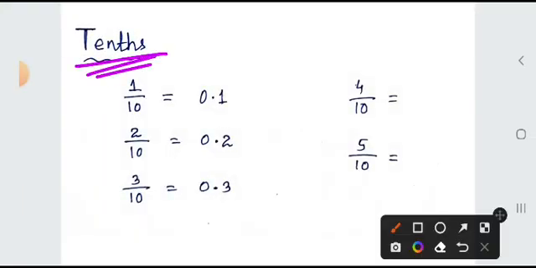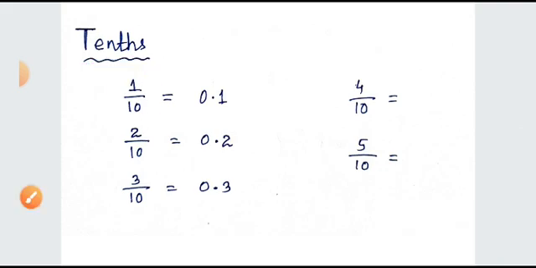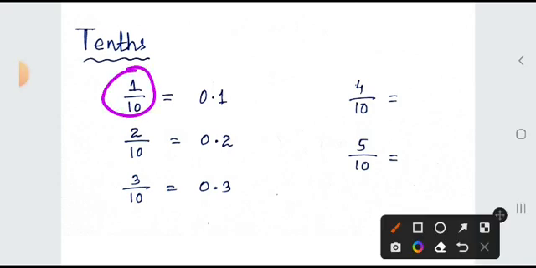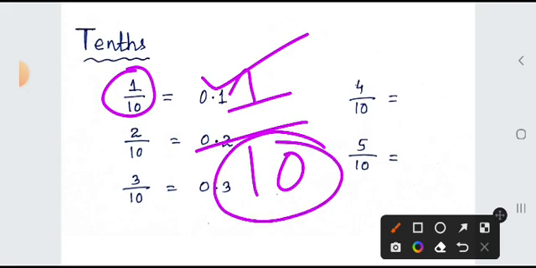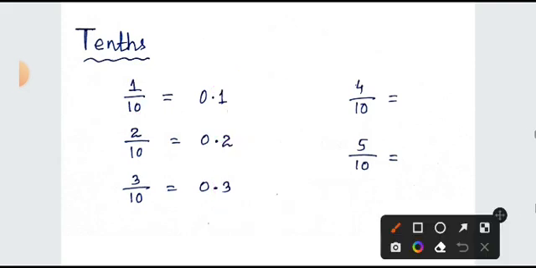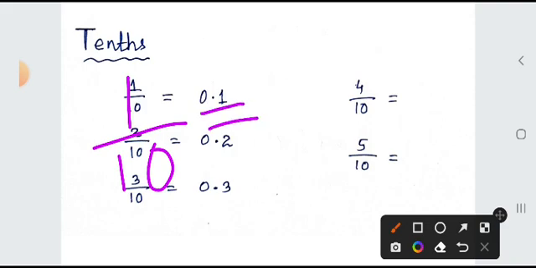Tenth means we are taking something out of 10 equal parts. Now see the first fraction, 1 upon 10. Suppose you are taking 1 part out of 10 equal parts, then in fraction form you can write 1 upon 10, but the same thing you can write as 0.1 in decimal form.